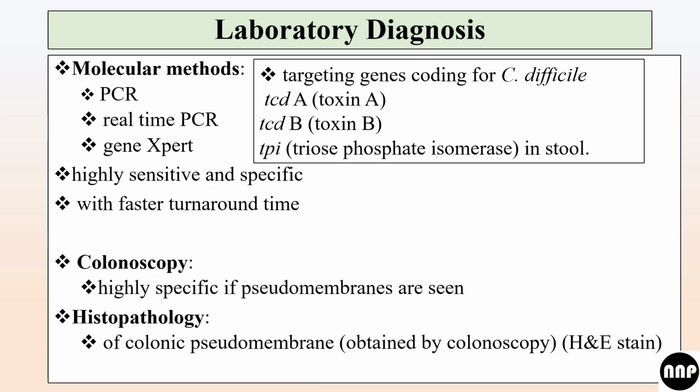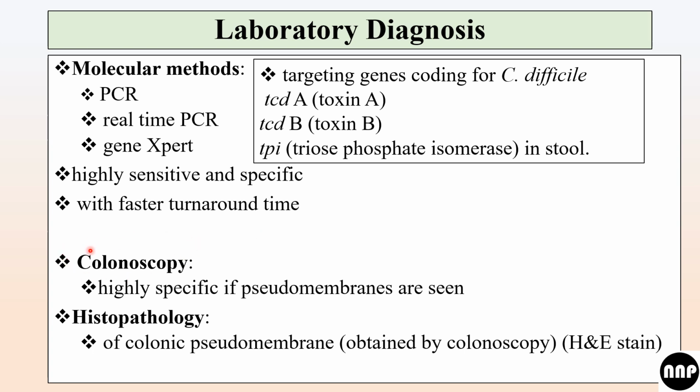So molecular methods: we have polymerase chain reaction PCR, real-time PCR and GeneXpert. In this we are targeting the genes coding for C. difficile tcdA, that is toxin A, toxin B and triose phosphate isomerase in the stool. It is highly sensitive and specific too, with faster turnaround time.